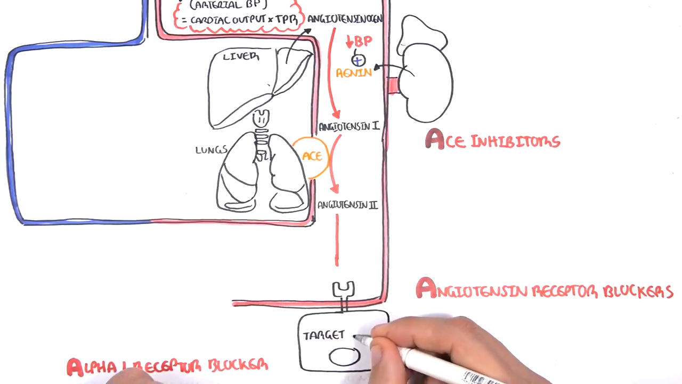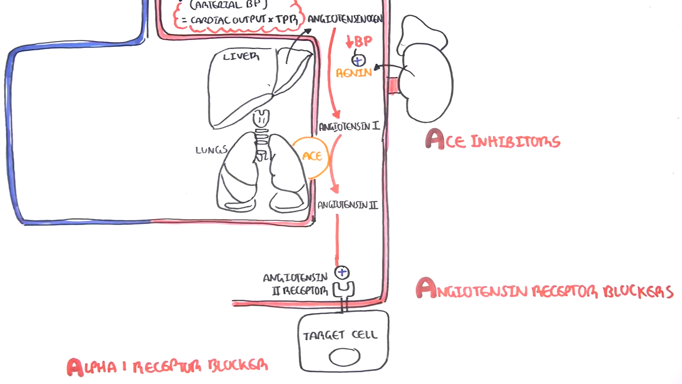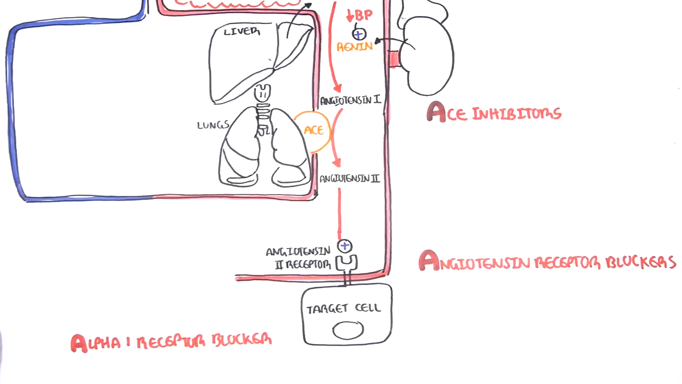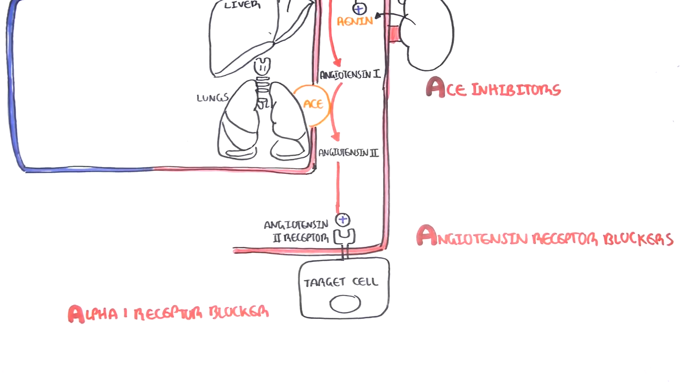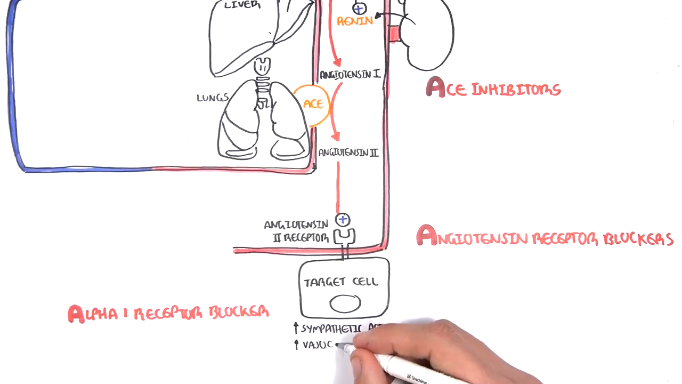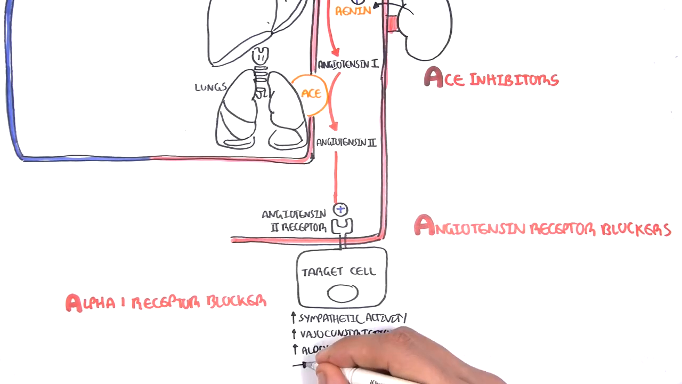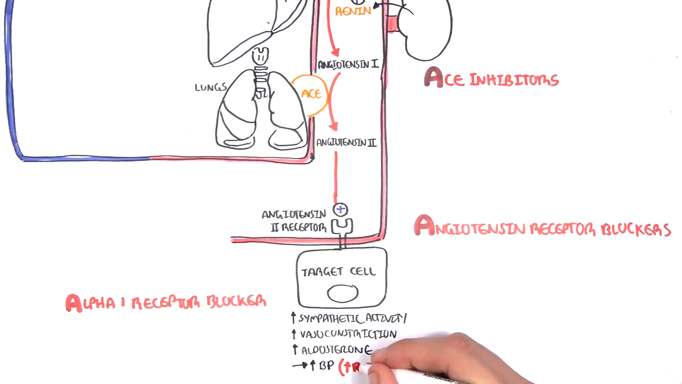Angiotensin 2 binds onto angiotensin 2 receptors on many different types of cells around our body. And depending on what cell angiotensin binds to, its effect on the body differs. But essentially, it will result in an increase in blood pressure. So, for example, some of the effects of angiotensin 2 include increasing sympathetic activity, vasoconstriction, and stimulating the release of aldosterone, a hormone from the adrenal cortex. And all of these effects will lead to an increase in blood pressure.